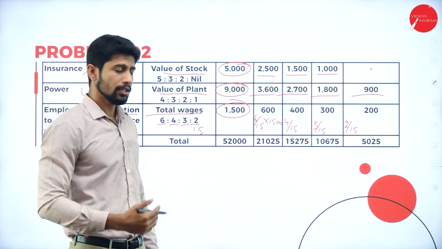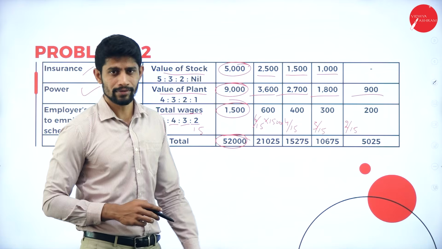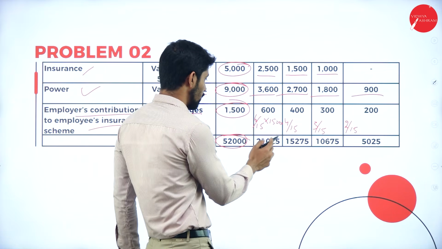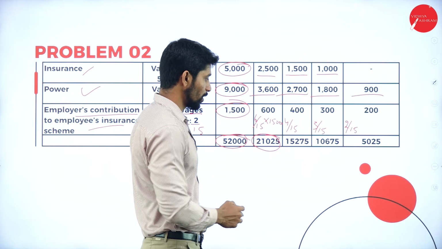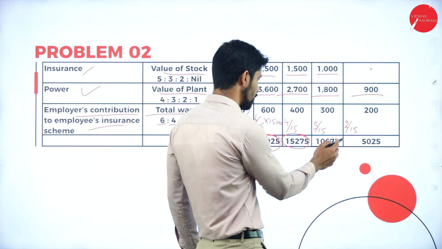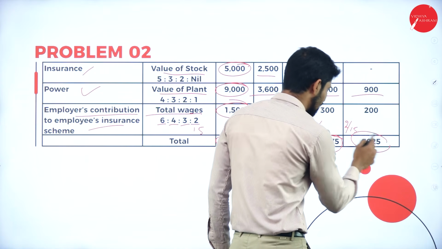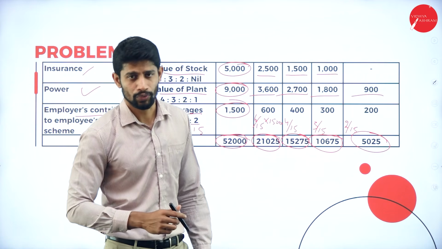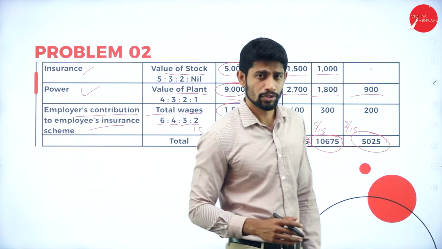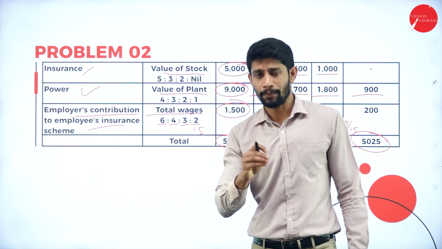So now total the cost of each department. So total cost is how much? 52,000. Department A 21,025, department B 15,275, department C 10,675, department D 5,025. So this is how you are supposed to allocate the cost to the different departments based upon the apportionment.